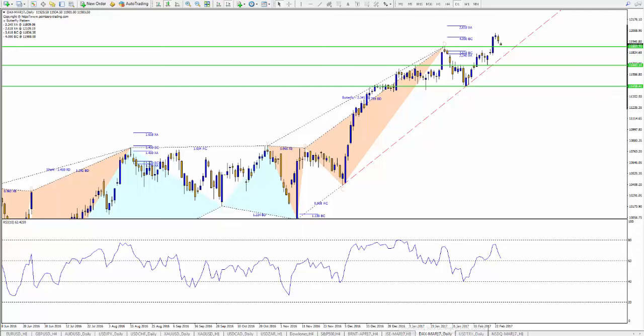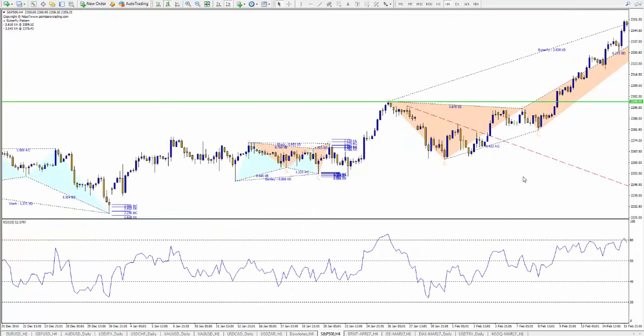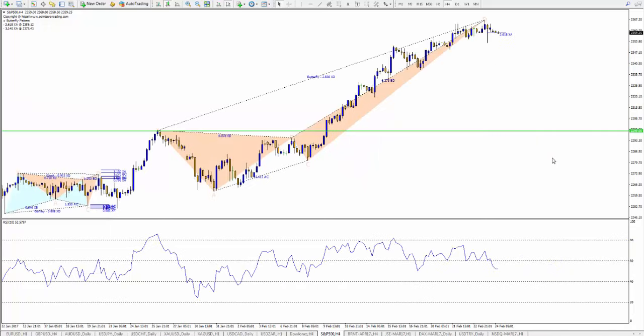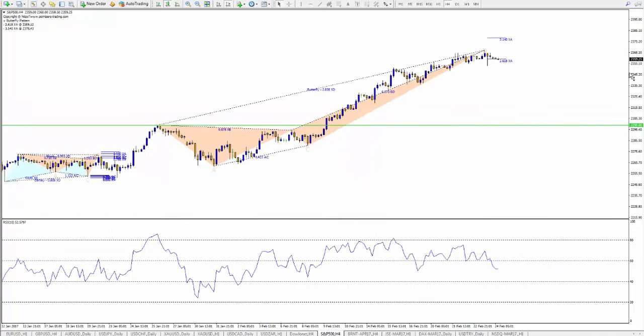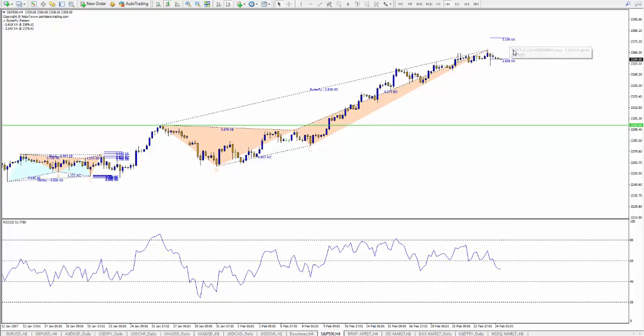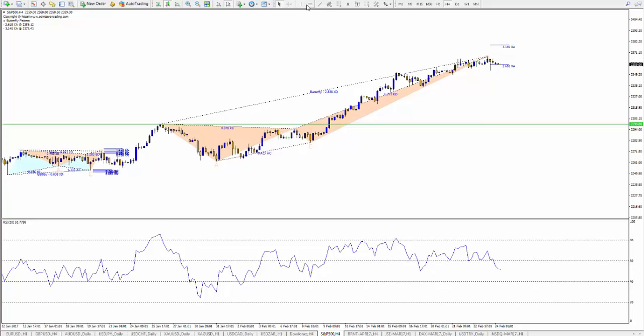Let's take a look at SP 500 now. SP 500, I think, as at next week, the higher it gets, you're just going to have to start selling it off. What I had was the 2,400 level, which is there.